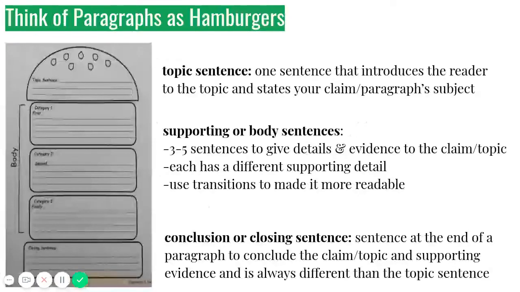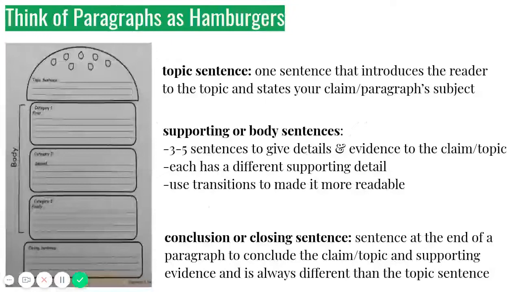Now, a little bit of review. We think of paragraphs as hamburgers. The topic sentence is the top bun. It's one sentence that introduces the reader to the topic and states your claim or the paragraph subject. Then you've got your body, and each paragraph's body is going to look a little bit different. 3 to 5 sentences that give details and evidence to the claim or topic. Each sentence has a different supporting detail. You can use transitions to make it more readable.